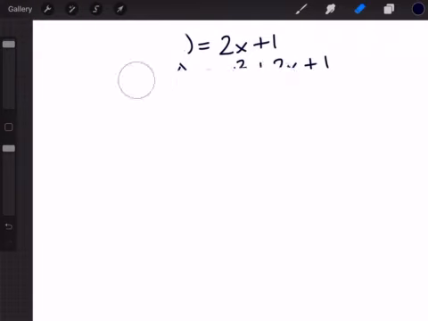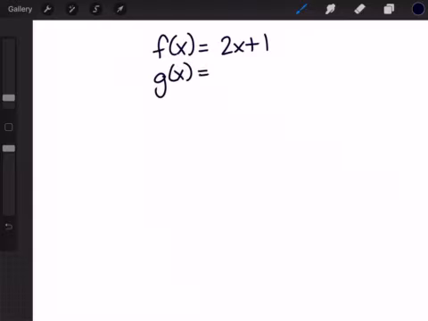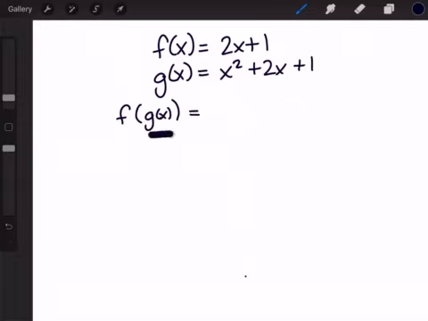We talked briefly about what a composition was. If I have f of x equals 2x plus 1, I'm going to use the same function, and g of x equals x squared plus 2x plus 1, same function. If I want to compose them, then I would have f of g of x equals this new function. So remember, if this were a number right here, we would just plug that number into whatever f of x was.